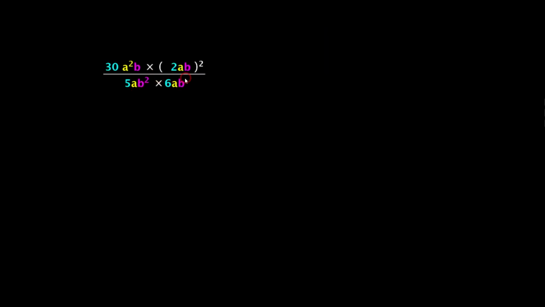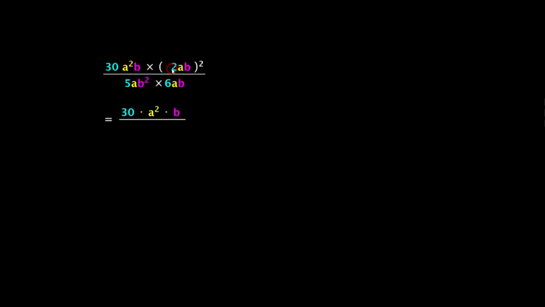We have another example, looks complex, but is the same process. 30 times a to the power of 2 times b multiplied by a parenthesis value inside the parenthesis powered by 2, which is twice ab, divided by 5ab to the power of 2 times 6a times b. Just the sense of it is 30 times the a2 times the b.